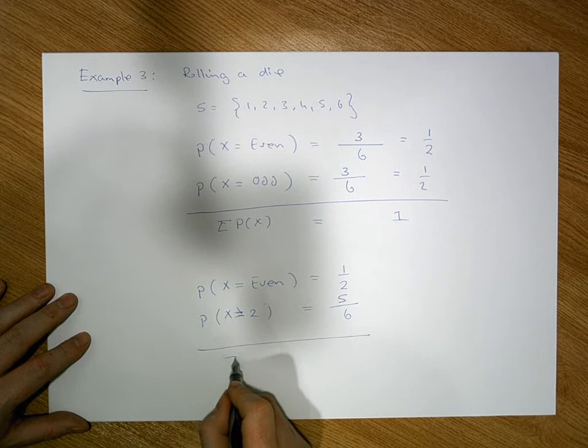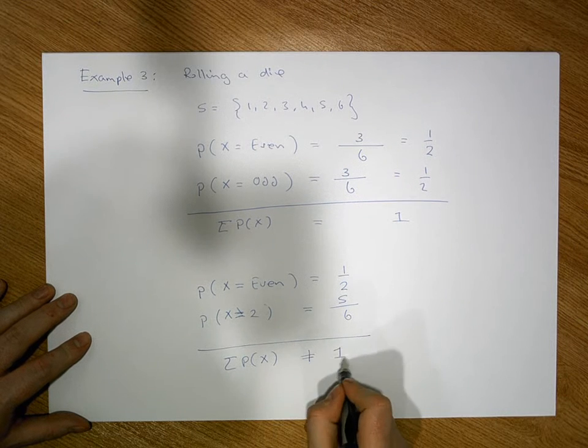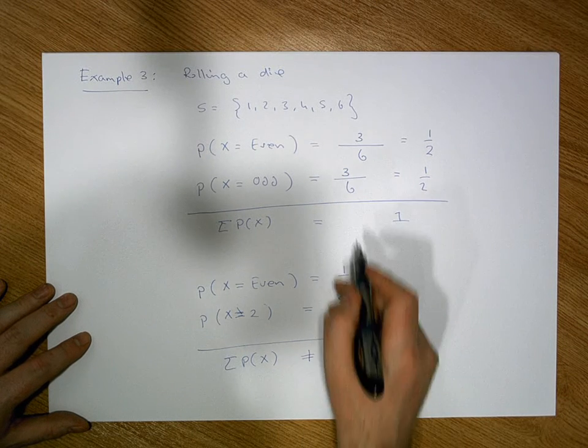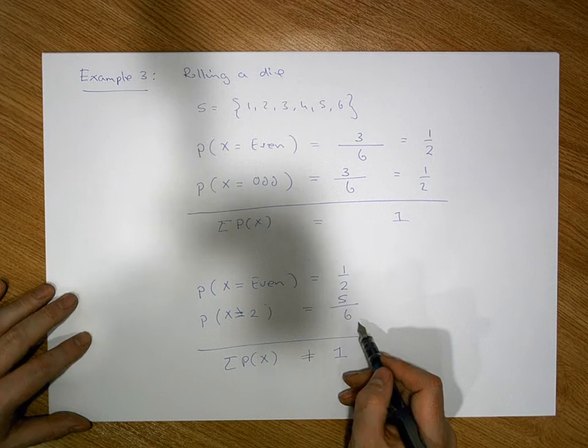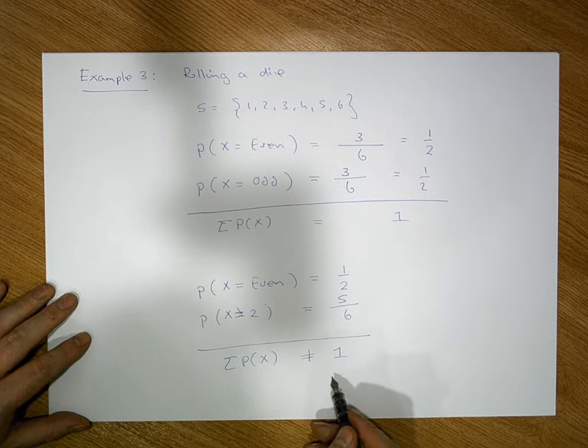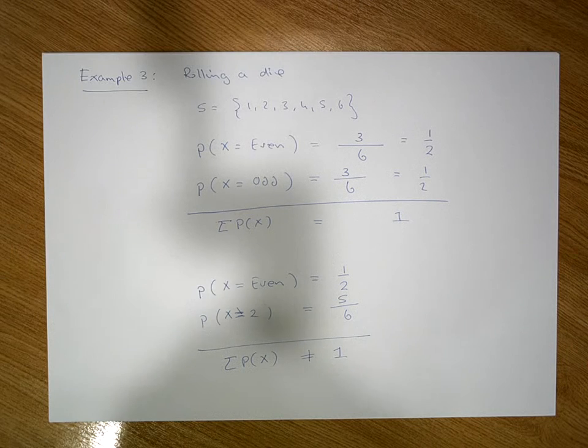Now, in this case, the sum of all the probabilities is not equal to 1. Well, a half represents 3/6. 3/6 plus 5/6 gives us 8/6 in total. 8/6 is not 1. There's an important point here, and the point is this.